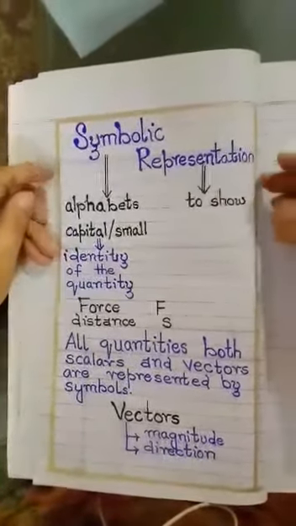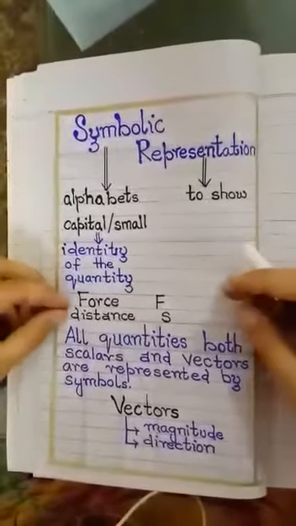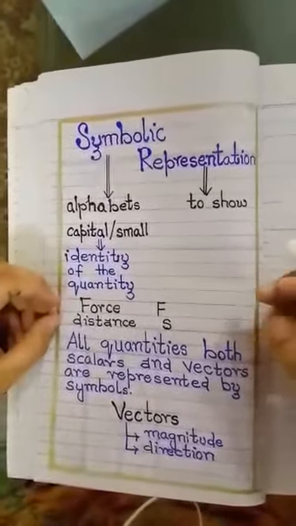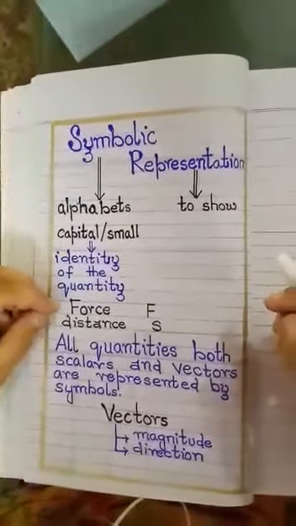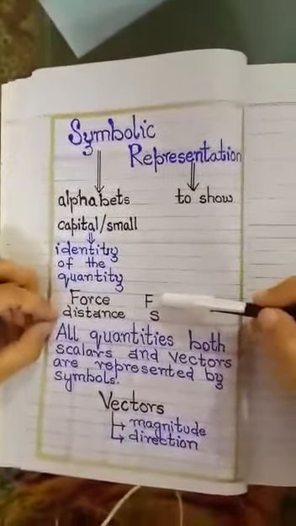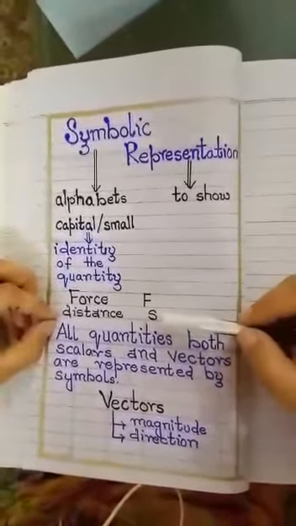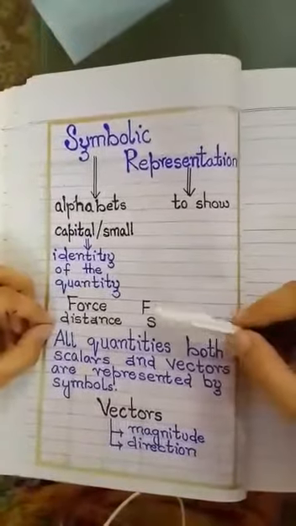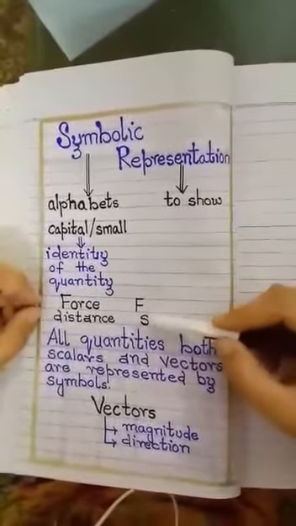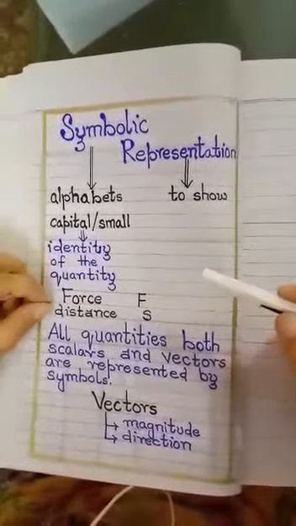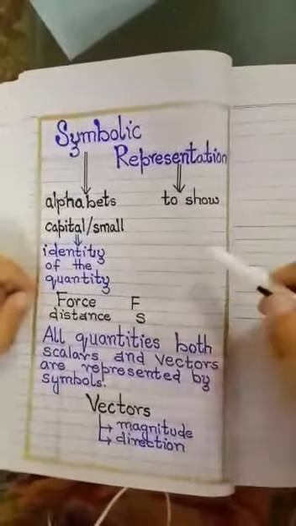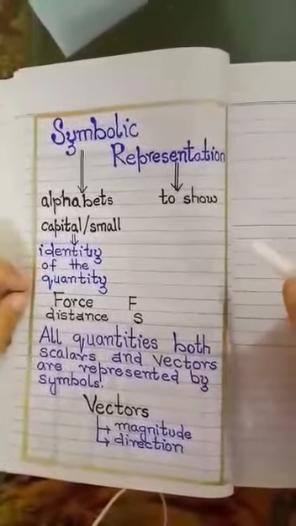So, with the help of symbolic representation, instead of writing the whole name of the quantity, we use some symbols to represent them. For example, instead of writing the force, we use capital F to denote it. Instead of writing the distance, we write S. F and S are the symbols of force and distance respectively. And these symbols are the identity of these specific quantities. This F and S are not used to represent any other quantities.